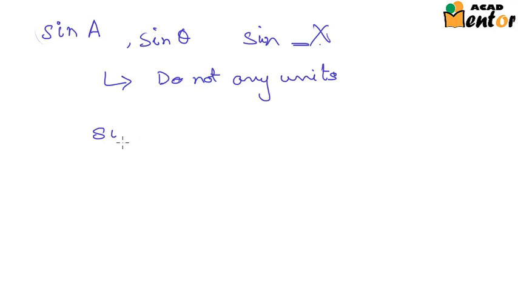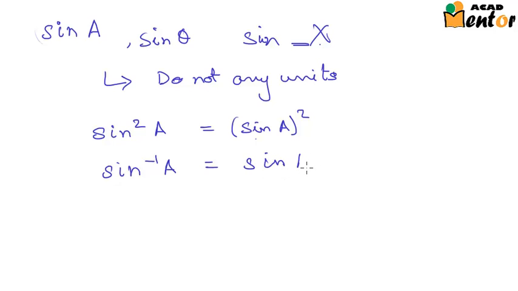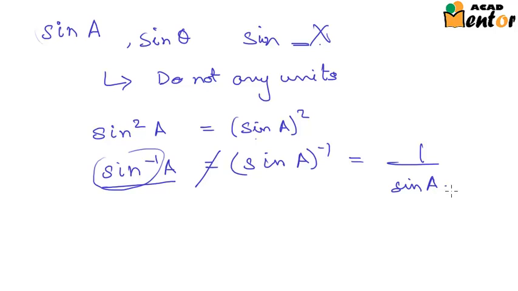Also, we use sine square A when we have to write sine A whole square. This is just for convenience, but this does not mean that sine inverse A is equal to sine A to the power minus 1. This is not true at all. Never do this mistake. Sine inverse is another function which we'll study later on, while sine A whole inverse is nothing but 1 by sine A. And what is 1 by sine A? Yes, cosec A.